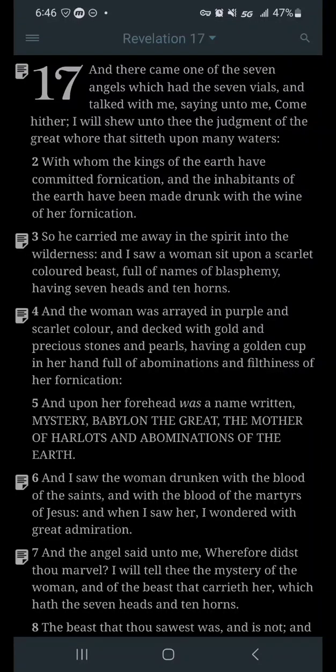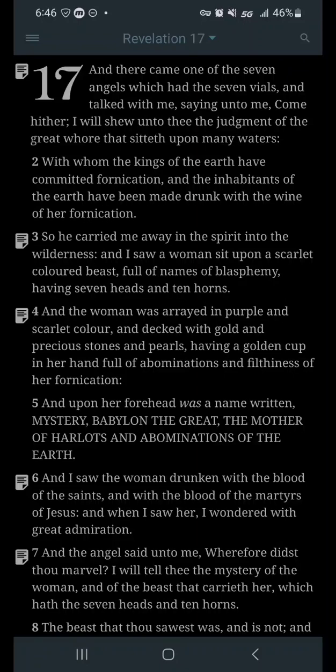Revelation 17 and 1. And there came one of the 7 angels, which had the 7 vials, and talked with me, saying, Come hither, and I will show thee the judgment of the great whore that sitteth upon many waters. And that great whore is talking about America, man. All right? With whom the kings of the earth had committed fornication, and the inhabitants of the earth had been made drunk with the wine of her fornication. Right? That fake philosophy, Caesar Borgia. Well, that's part of the wine that the other nations drunk, man. Because you could go to some countries like India, some places in China, where you'll see images of Caesar Borgia and people worshiping him there, man.